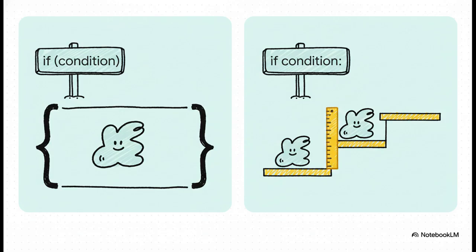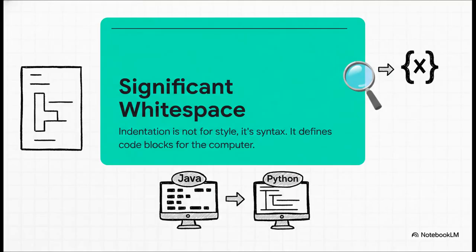In Java, you use those curly braces to shout, hey, everything inside me belongs to this if statement. In Python, you do it a little differently. You end the line with a colon, and then, and this is the crucial part, you just indent the code that belongs inside. That indentation literally replaces the braces. And I have to be super clear here, this is a rule, not a friendly suggestion. We call it significant whitespace.